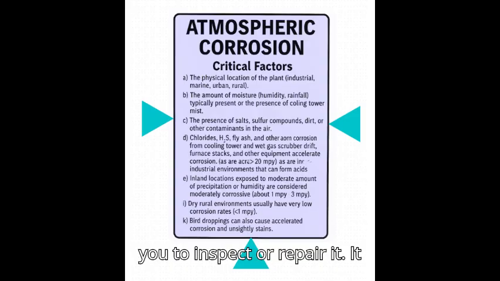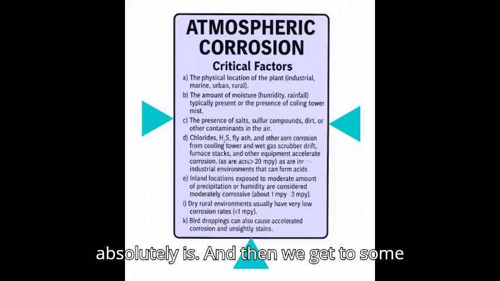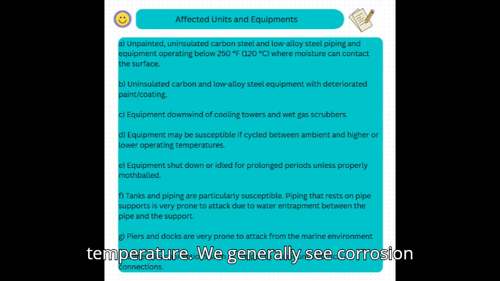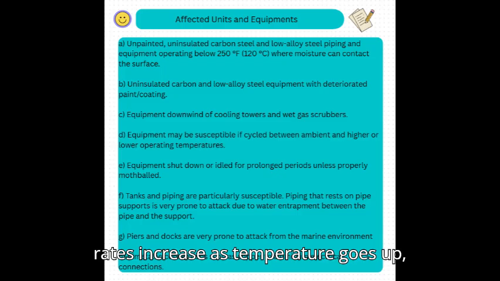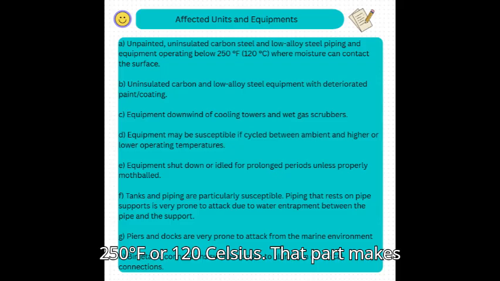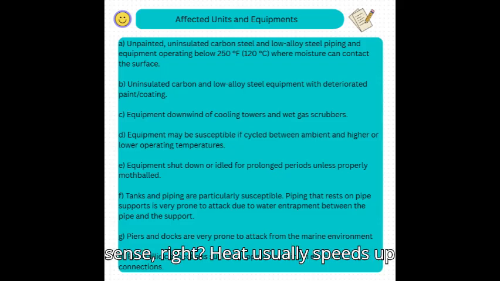That difference seems pretty important for how you'd inspect or repair it. It absolutely is. And then we get to some factors that maybe feel a bit counterintuitive. The first one is temperature. We generally see corrosion rates increase as temperature goes up, but only up to a point, around 250 degrees Fahrenheit or 120 Celsius. That part makes sense, right? Heat usually speeds up chemical reactions.